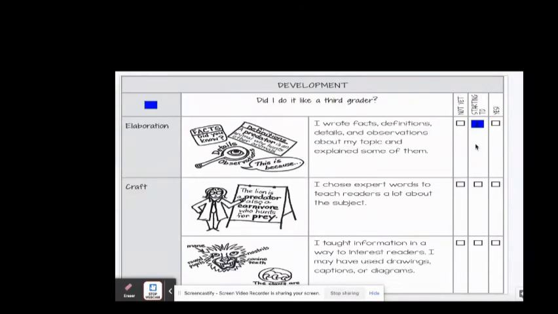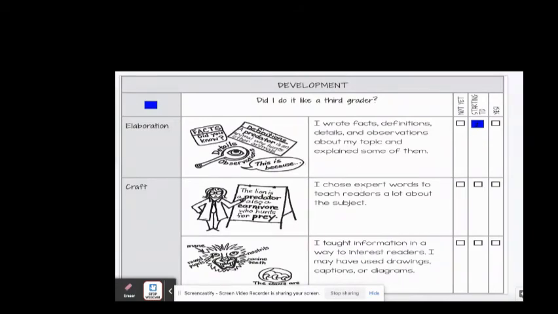All right. And now, craft. I chose expert words to teach readers a lot about the subject. Did you teach us about your subject, your topic, what you're an expert at? And I taught information in a way to interest readers. I may have used drawings, captions, and diagrams. Did you use drawings? Did you use captions or diagrams? I hope so, because this is the fun part about writing, to have visuals in there to help your readers understand your writing, the purpose of your writing, what you are portraying. So let's make sure we have those in.